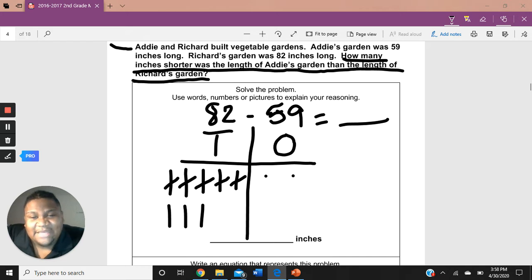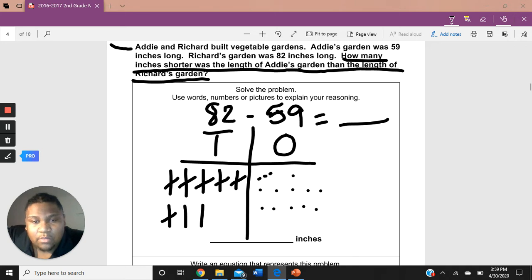And I need to take away 9 ones. But I do not have 9 ones to take away. I only have 2. So I must unbundle a 10 or regroup a 10 over here and add it to my ones. So now that I've added my 10 ones, I now have 9 ones that I can take away. So I can take away my 9 ones.